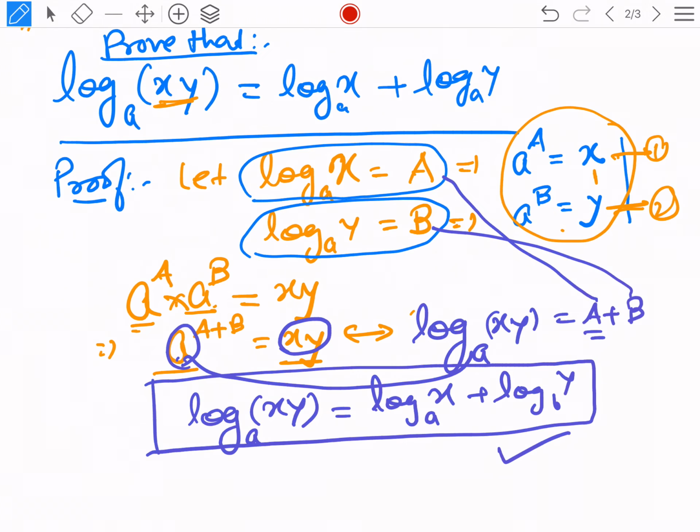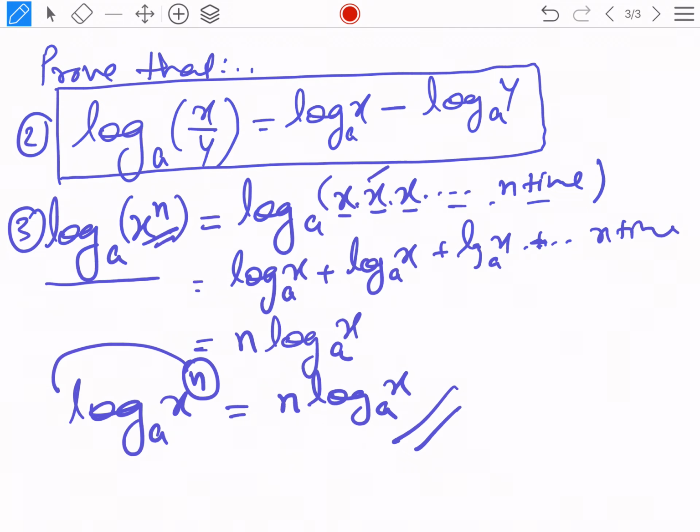After that, log of xy is equal to log of x plus log of y, and log of x upon y is equal to log of x minus log of y. You will prove it, and after that we have proved log of x power n is equal to n log x base a. So now students, some results we will also find.